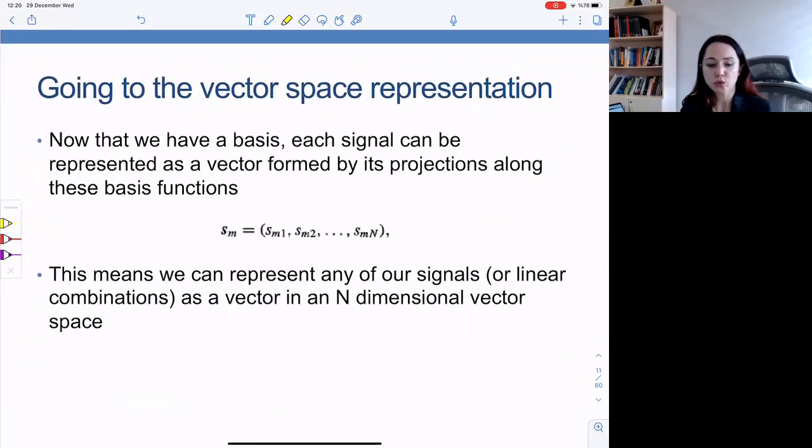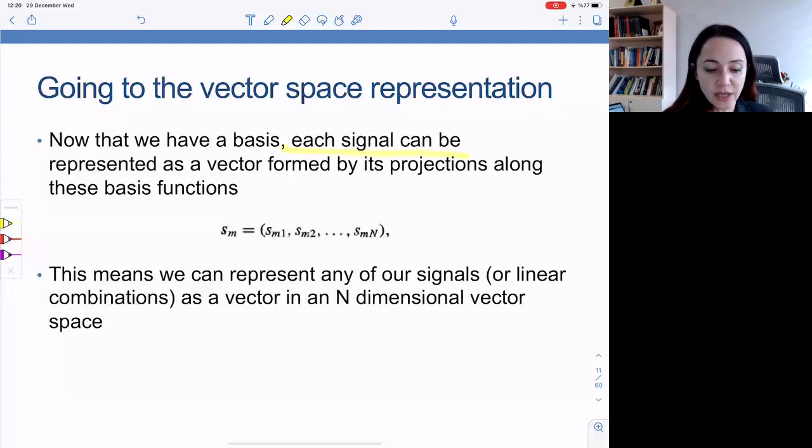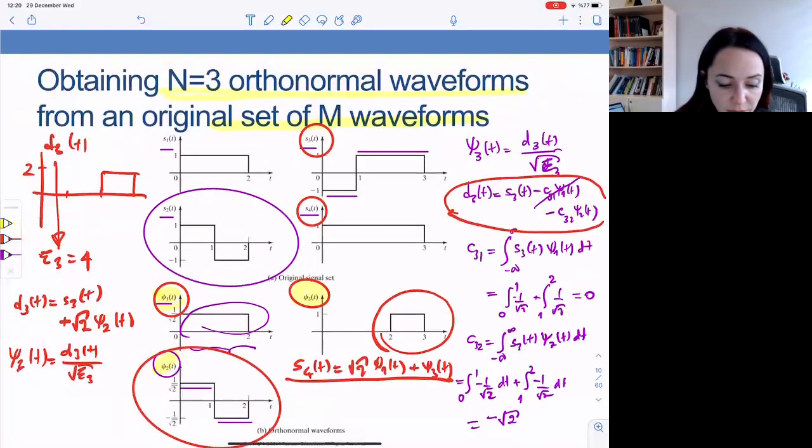Now, we can go to a vector space representation. Once you have a basis, you know how the rest works. Every other function can be represented as a point in this vector space, spanned by these basis functions. So each signal can be represented as a vector formed by its projections along the 3 basis functions. Okay, we have a signal space of 3 dimensions.